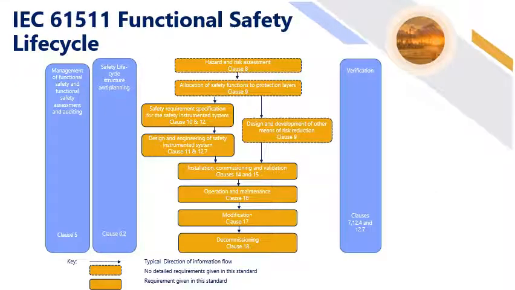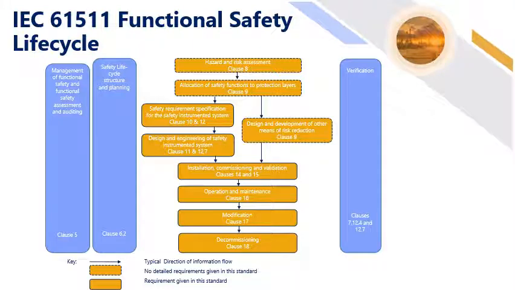So let's have a look at that life cycle. The life cycle starts with hazard and risk assessment, and this is where we identify what controls are in place to mitigate the hazards that you have on your site. We can identify with the risk assessment if there are any risk gaps that need filling. If there are, we can then specify a safety instrumented function to fill that gap, which moves us on to the second stage, which is the allocation of the safety function to protection layers.